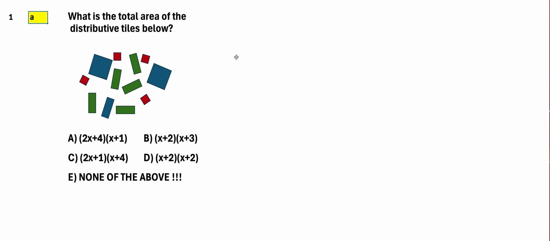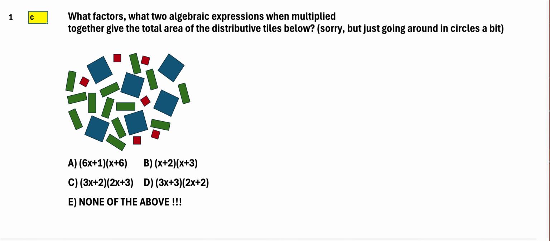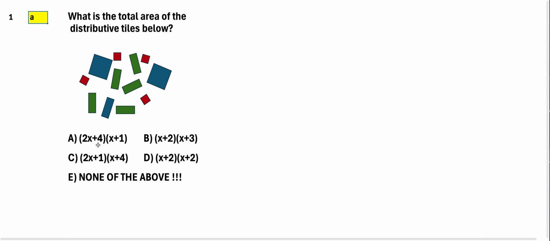And here's one. What's the total area of the distributive tiles? I have time to do this one, I guess. You've got 2x squared. A little harder to do. You've got to multiply. 2x squared plus, I'm sorry, 2x squared plus 5x plus 4. And you factor it like I showed you back over here. Factor it, put it all together in a nice diagram, and you'll see what it is there.